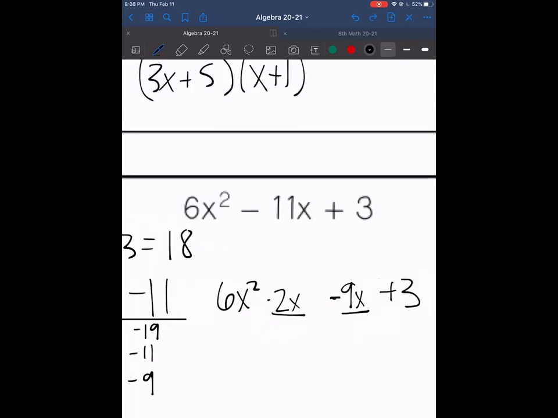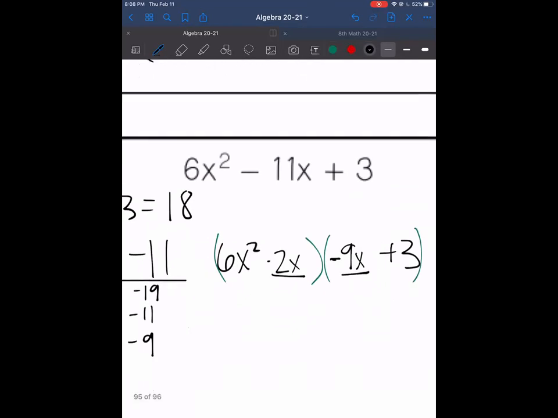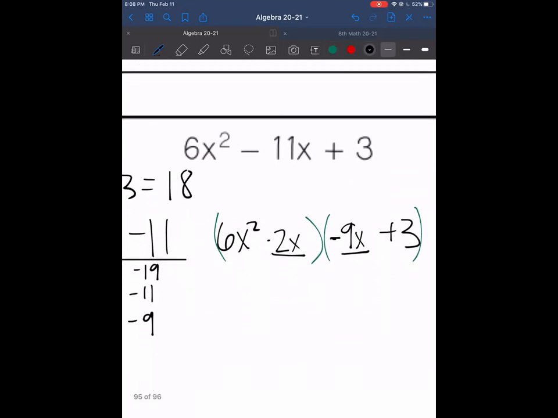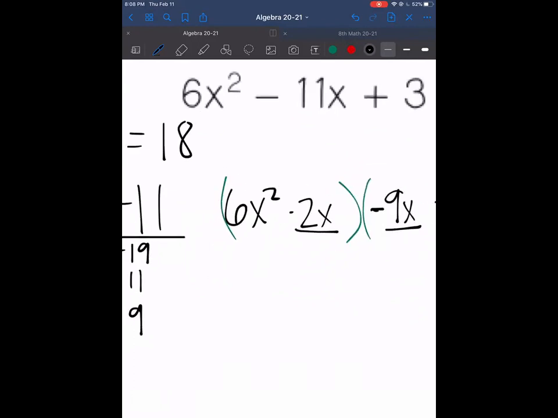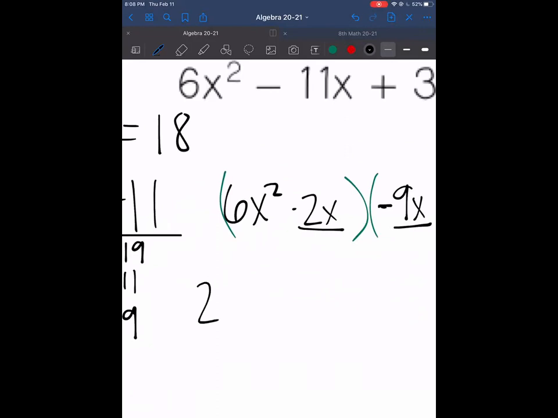Okay, now we're going to group. Look at the two groups. Greatest common factor of 6x squared and negative 2x. So I'm going to pull out an x, and they're both even, so I can do a 2x. I'm going to divide that. That's going to be 3x minus 1.